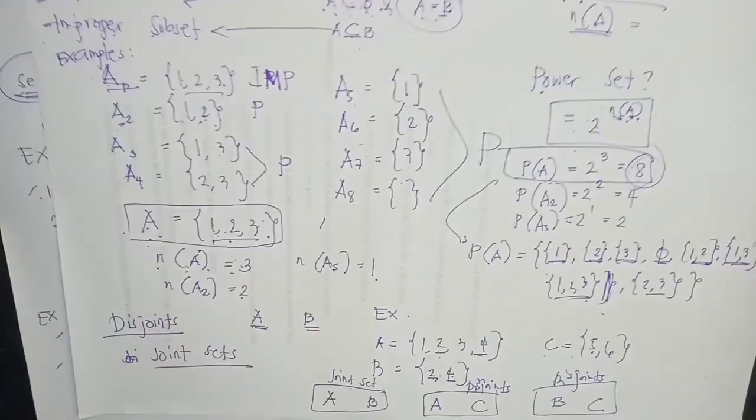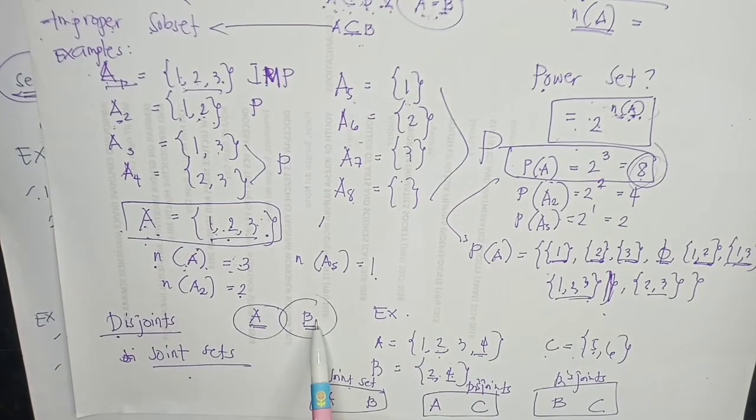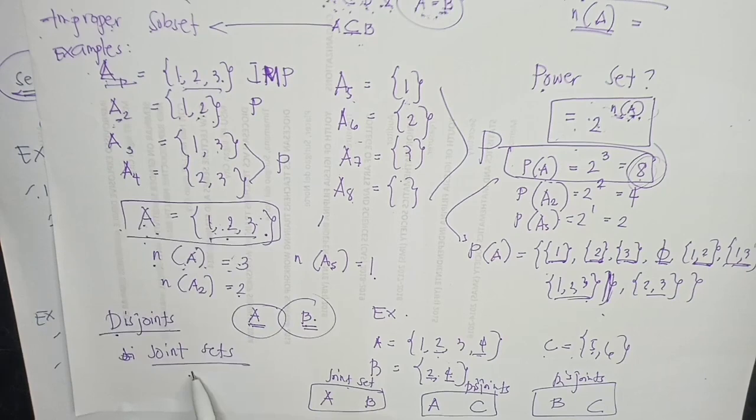And the last is the disjoint and joint sets. Ang disjoint set is merong dalawang set na A and B. Kung wala silang katulad, it means disjoint. Kung ang A and B ay merong katulad kahit isa man na element, they say it is joint.